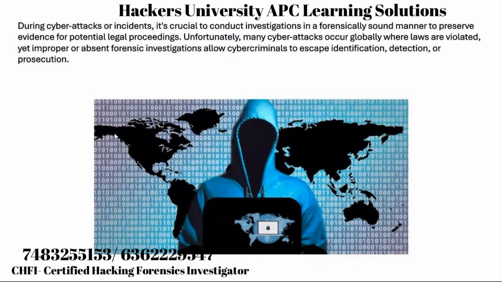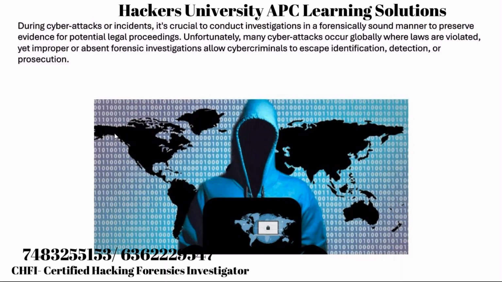So why is it crucial? Because if there is a cyber attack, we should investigate everything in a forensically sound manner to preserve evidence for potential legal proceedings, so that we can add to the chain of custody and present all the evidence in a legal proceeding.